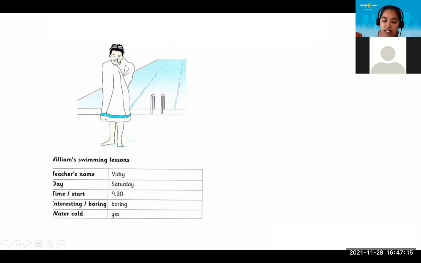What is the name of the teacher in swimming? It's Vicky. Yes. And what day does William learn swimming? It's Saturday. Very good. And what time do they start their swimming lesson? Half past nine. Yes. And how is their swimming lesson? Is it interesting or boring? Boring. Yes. Is the water cold or not? Yes. Okay, so that's a perfect job for you.